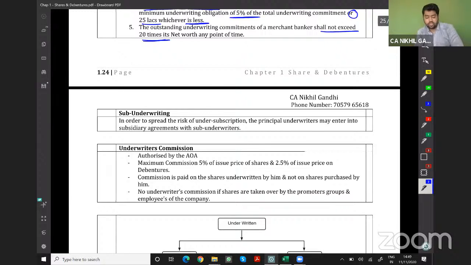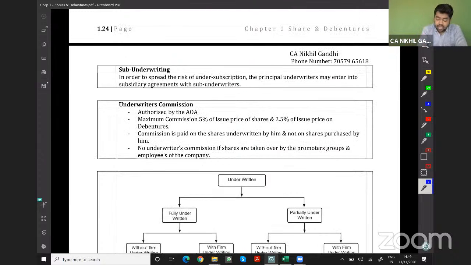Sub underwriting is not an issue. Underwriter's commission: the maximum is 5% of issue price in case of shares and 2.5% of issue price in case of debentures. Commission is paid on the shares underwritten by him and not on the shares purchased by him.